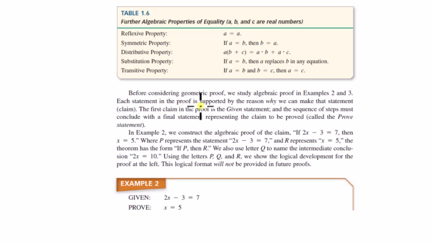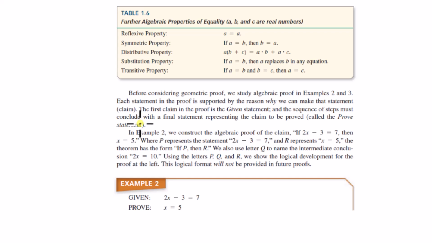Before considering geometric proof, we study algebraic proof in examples 2 and 3. So before we start geometric proofs, we're going to look at algebraic proofs. Each statement in the proof is supported by the reason why we can make that statement or claim. The first claim in the proof is the given statement, and the sequence of steps must conclude with a final statement representing the claim to be proved, called the proof statement.